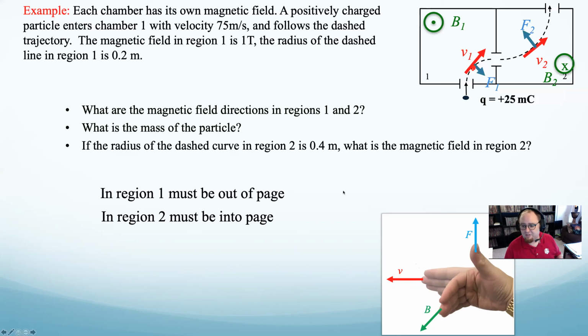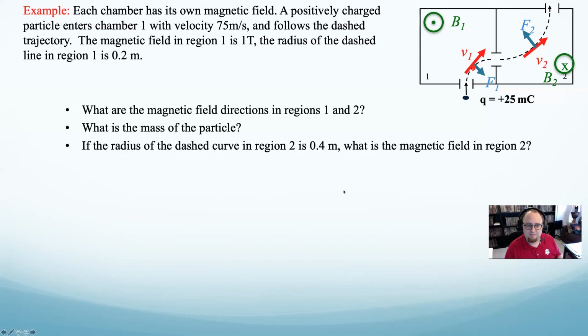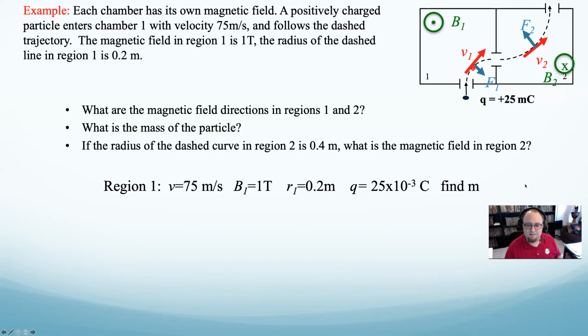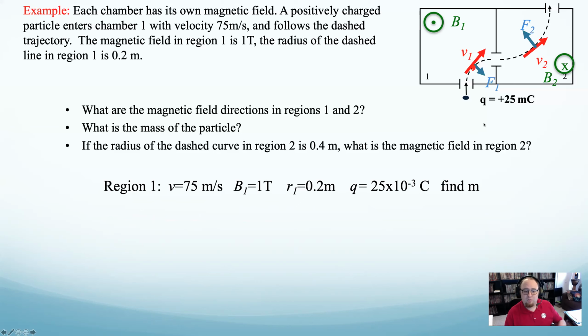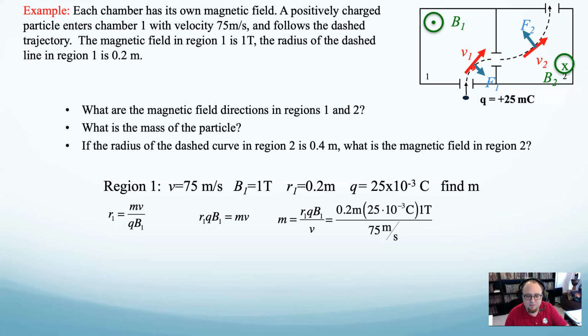So now that I got my directions, what's the mass? Well, in region 1, I got the velocity, I got the field, I got the radius, I got the Q. Find M. I can just use this equation. I'll multiply both sides by QB, divide both sides by V, and by plugging in some values, I can find the mass.